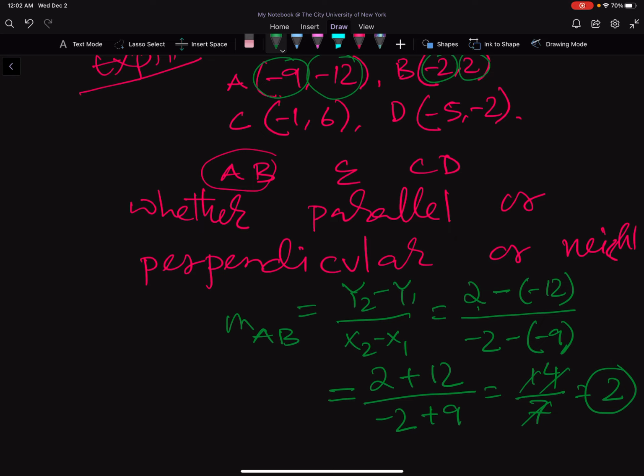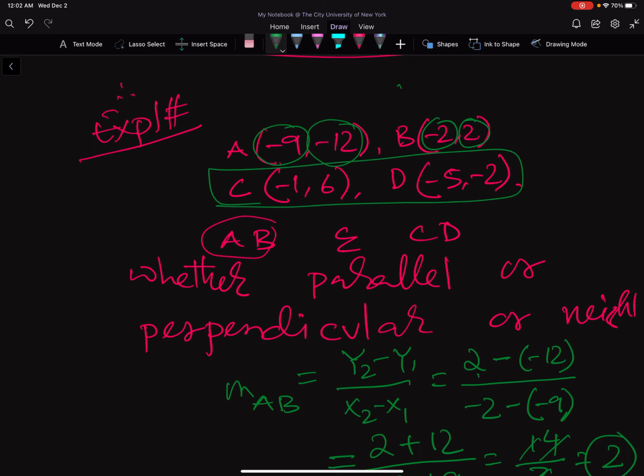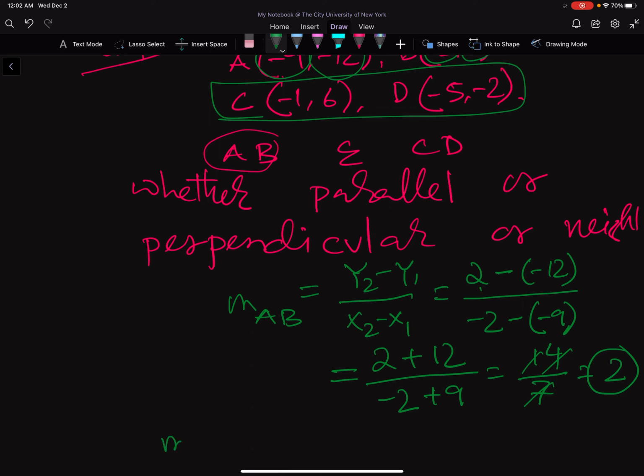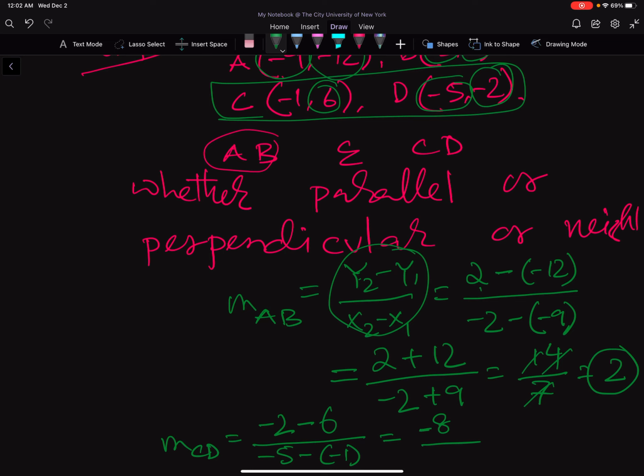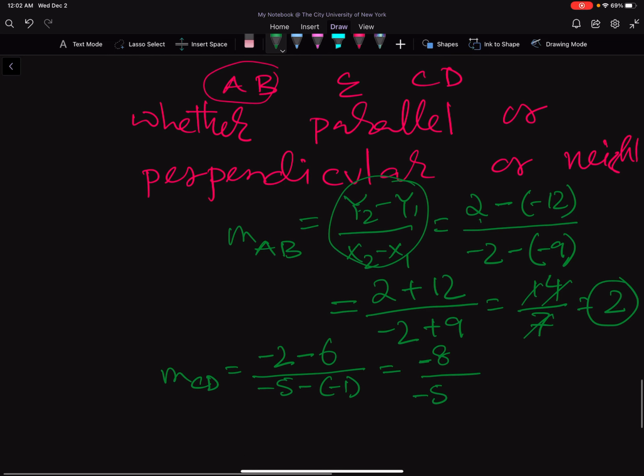So the slope of AB is 2. Now let's check the slope of CD so that we can find the nature of this relationship. For CD, we use the same formula. y2 is -2 and y1 is 6, so -2 minus 6 is -8. Our x2 is -5 and x1 is -1, so -5 plus 1 is -4. The negatives cancel out, and 8 over 4 is 2. So you see the slope of AB equals the slope of CD.